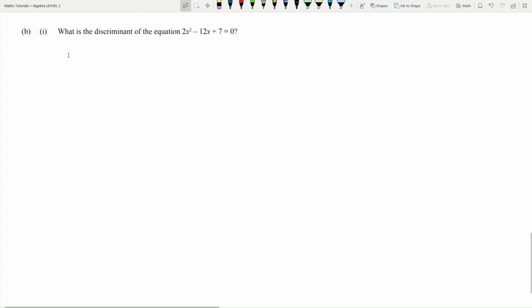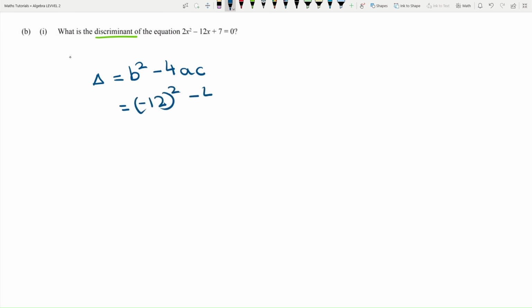Question 2b. So we are asked to find the discriminant of the equation 2x squared minus 12x plus 7 equals 0. So this question is very easy. The discriminant, also known as delta, is b squared minus 4ac. And now let's substitute everything. It's just like substituting. So -12 squared minus 4. Our a value is 2. Our c value is 7.